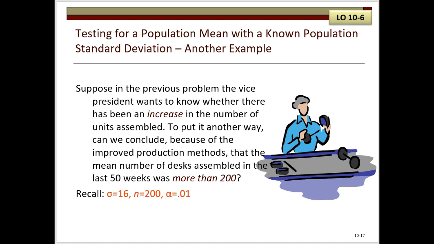Here's another example of testing a population mean with a known population standard deviation. But compared to the previous problem, the test in this example is a one-tailed, right-tailed test. The keywords in the problem are the mean number of desks assembled in the last 50 weeks was more than 200. The words more than translate into greater than. Because this is a one-tailed test, the significance level of 0.01 is at the right tail of the distribution. We show the hypothesis setup, the decision rule, and the choice of the test statistic on the next slide.